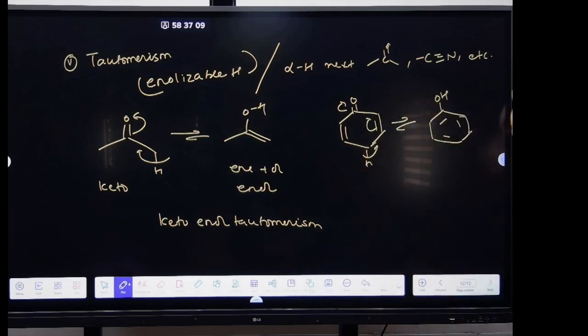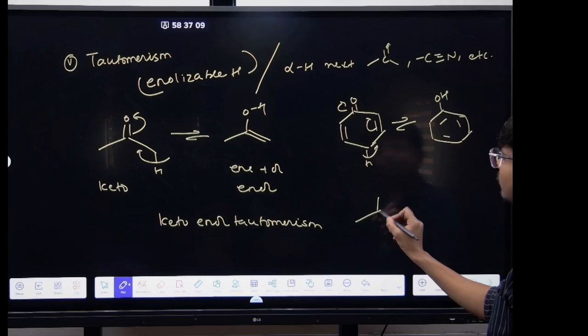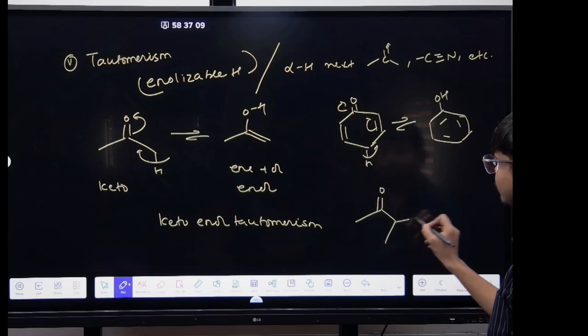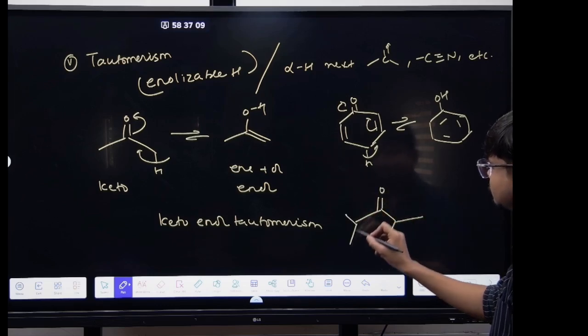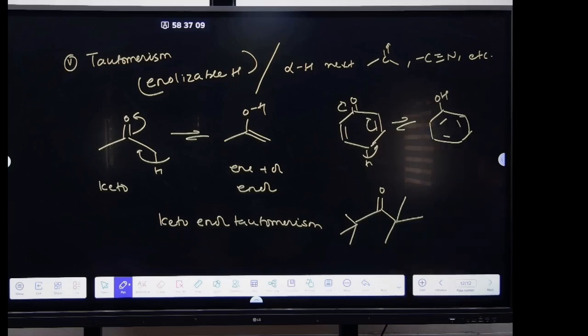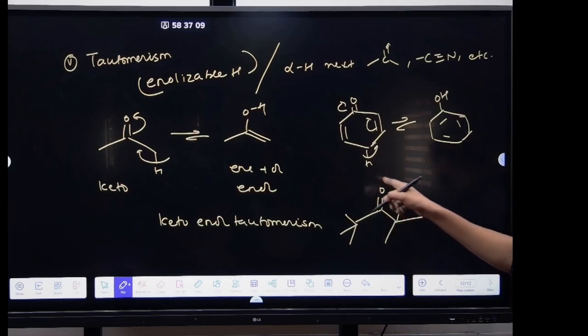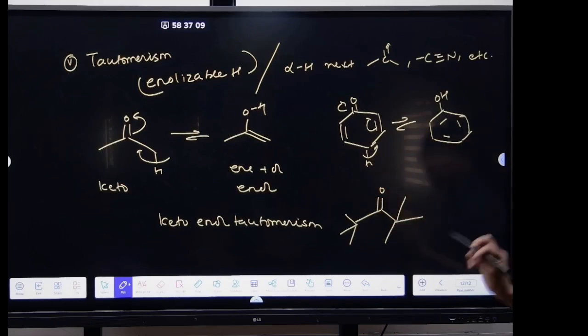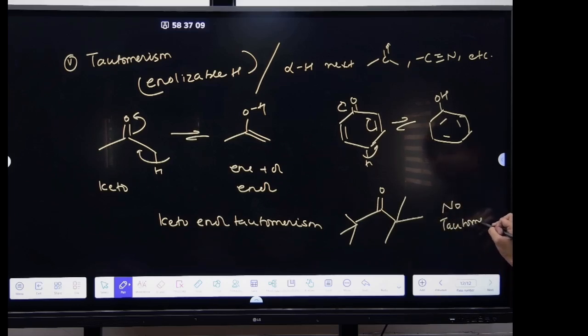Next to electron withdrawing groups. For example, whether it will show tautomerism or not. Suppose see, whether it can show the tautomerism. No, because if you see there is no hydrogen next to the C double bond O group. So no tautomerism. So in this example, no tautomerism. What about the next one?